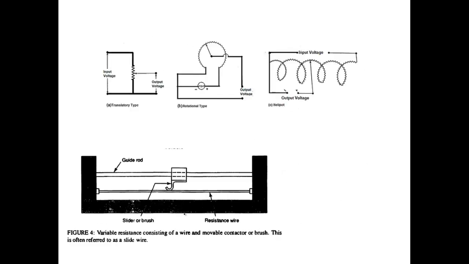So this is how it looks like. You have a slide or brush, or a slider or a brush. You have a resistance wire. You have a guide rod. So this you can connect to the object whose displacement you want to measure. As this object moves, this slider also moves, and accordingly it changes the point of contact between the slider and the resistance wire, which actually sets the amount of resistance as per R equals rho L by A. Fine. And these are some of the line diagrams of the translatory type, a rotary type, and a helipot type.